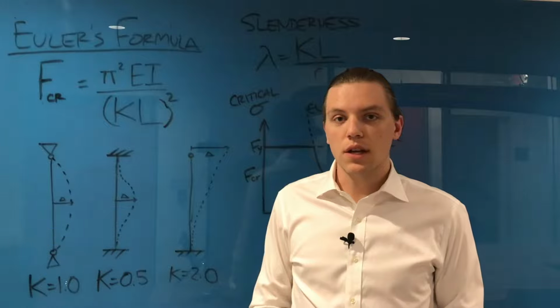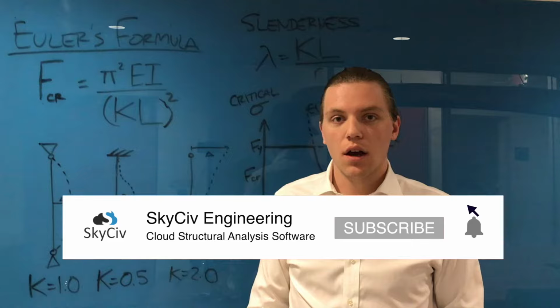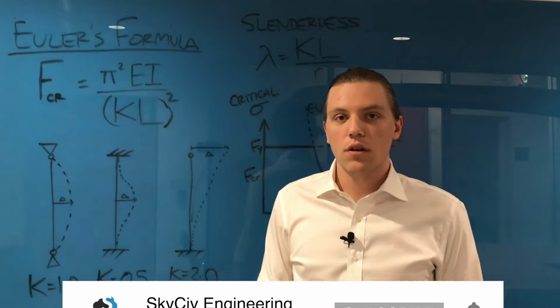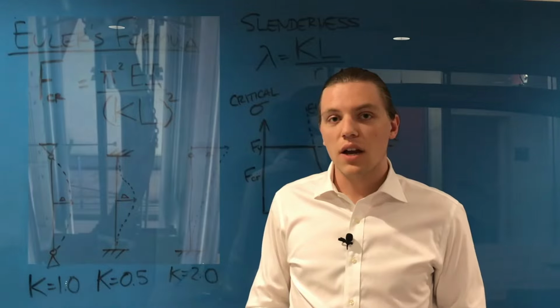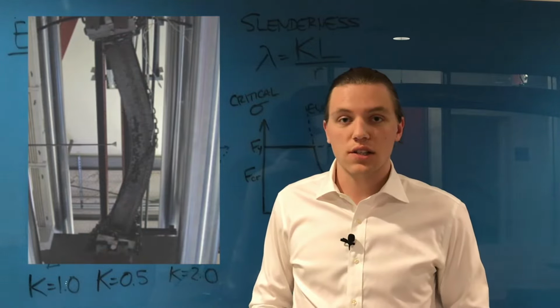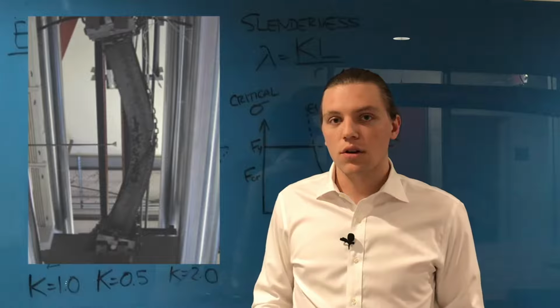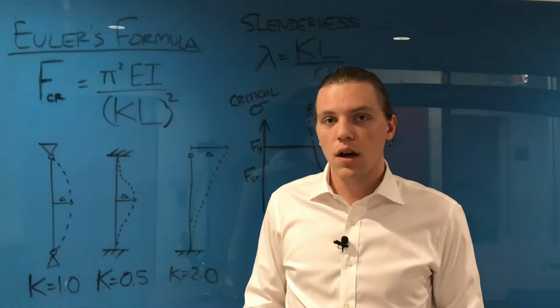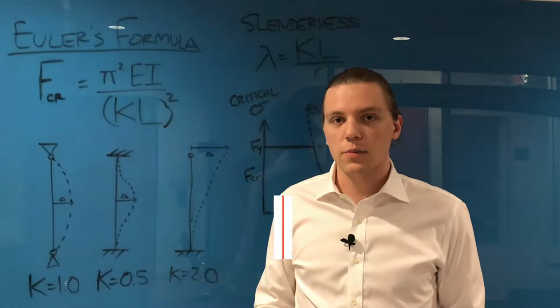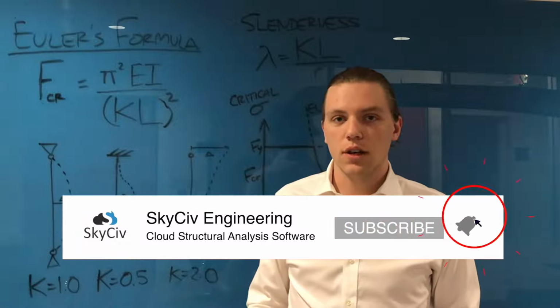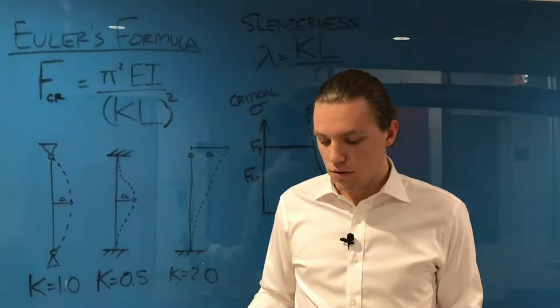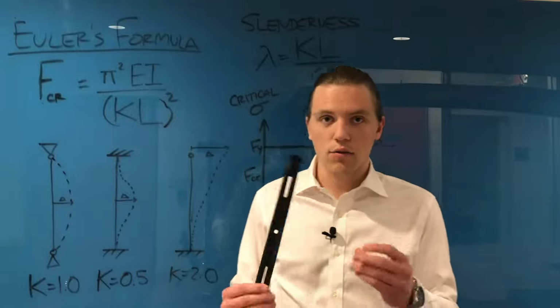Members that are experiencing high compressive stresses can undergo a failure mode known as buckling, which is a sudden sideways deflection and an overall loss in stability. Members susceptible to buckling are usually columns, because they experience high axial forces in compression. So if we wanted to show this, I have a ruler here.